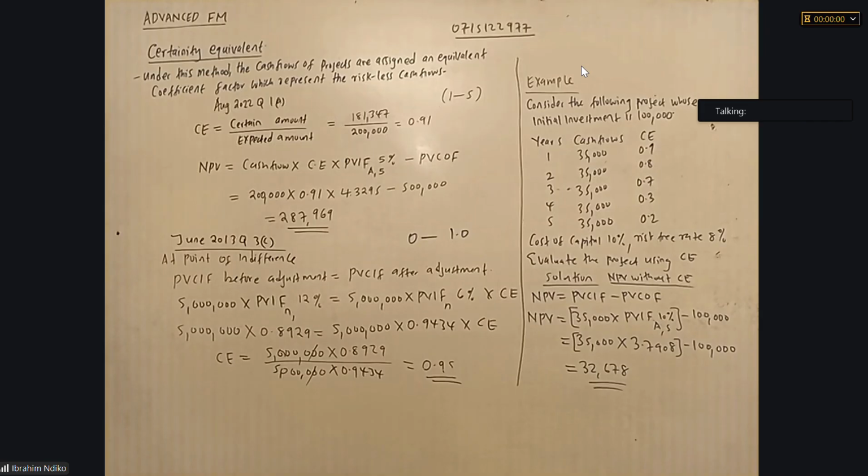So the next one is now we calculate NPV. We calculate NPV with that item now with the risk-free rate. But remember we need to multiply it with our certainty equivalent. So start to multiply with the certainty equivalent. Let us try and see how we're going to do that one.